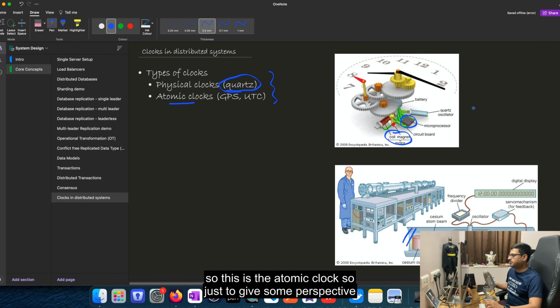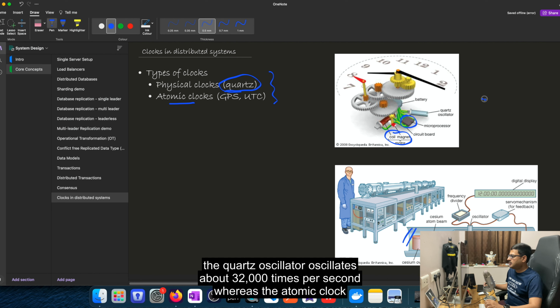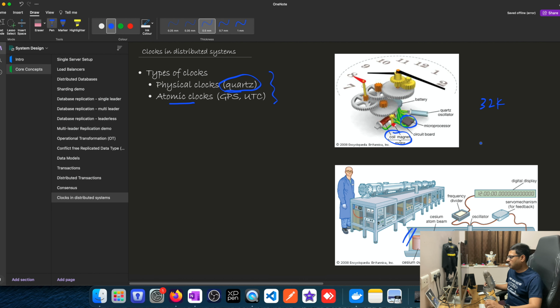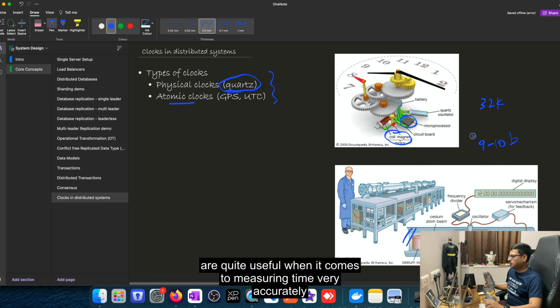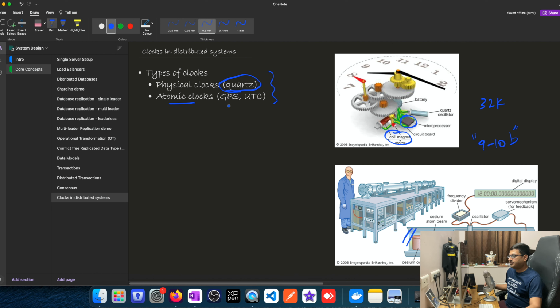Just to give some perspective, the quartz oscillator oscillates about 32,000 times per second, whereas the atomic clock oscillates at about 9 to 10 billion times per second. So the more the number of oscillations, the more is the accuracy of the clock, right? And because of this, atomic clocks are quite useful when it comes to measuring time very accurately.